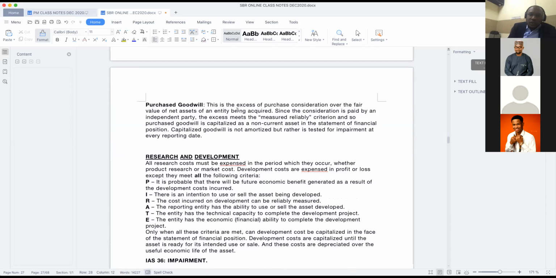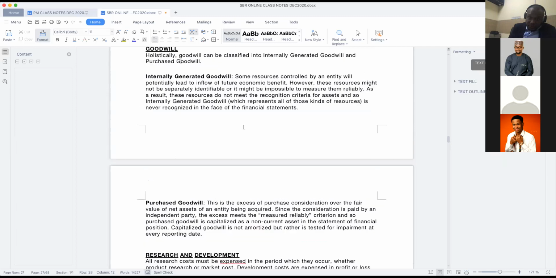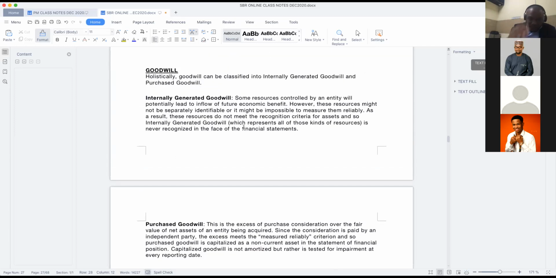Purchase goodwill is the excess of purchase consideration over the fair value of net assets. So, sir, internally generated goodwill that you just finished now, there's no way you can ever actually capitalize or recognize it. You cannot capitalize it because it is measured internally, generated. Because it can never be measured reliably.